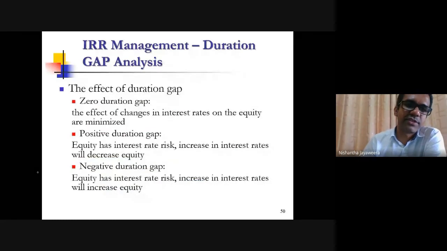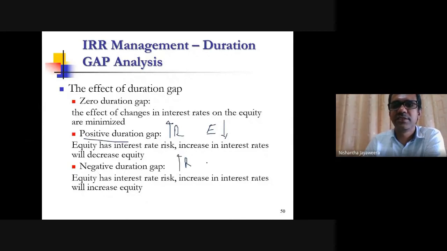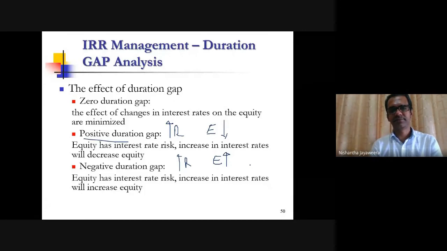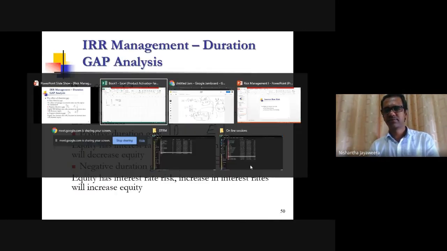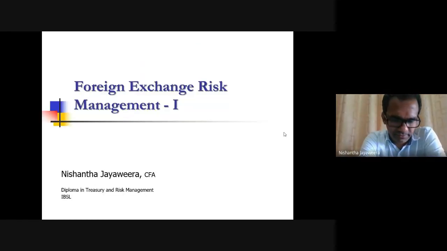When you have a positive duration gap, if interest increases, equity decreases. Whenever you have a negative duration gap, if interest increases, equity also increases. That is the ultimate result. Any question? That's it. May I start this one, or do you have any questions?